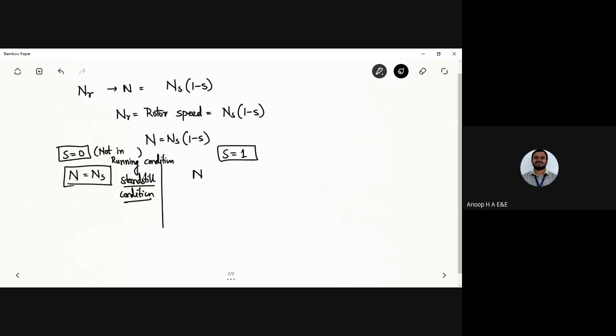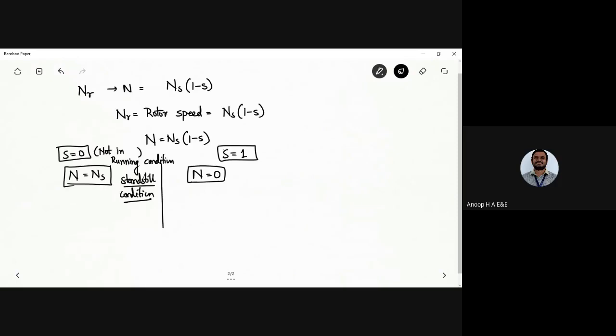So now n will be equal to 0. If I have the two values, that will be from 0 to ns. The rotor will not be in a running condition.